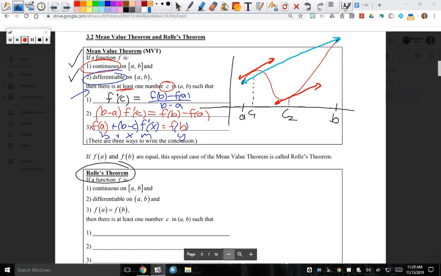Cool? So this is where the tangent, which is right here and here, is equal to the what? Secant.